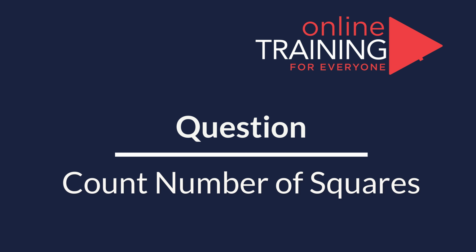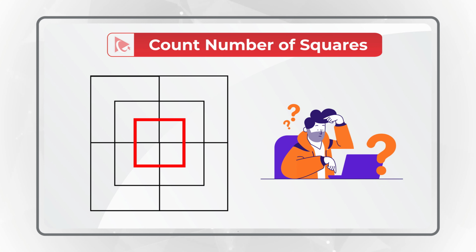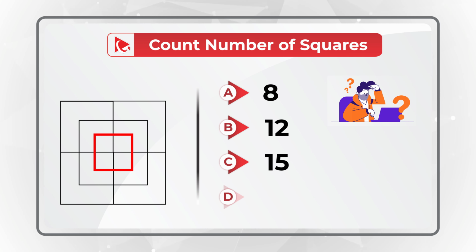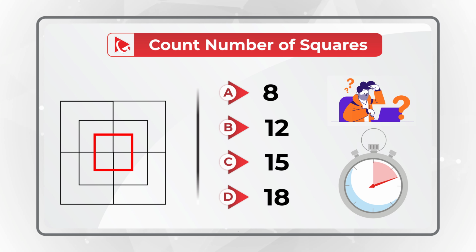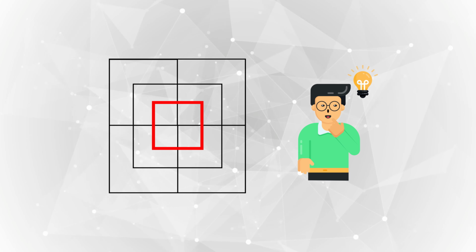Here's one of my favorite questions, where you need to count the number of squares presented in the shape. You have 4 different choices. Choice A, 8. Choice B, 12. Choice C, 15 squares. And choice D, 18 squares. Take a close look at the picture to see if you can come up with the right choice. Nobody is going to give you a tip during the real test, but I am going to give you a hint.